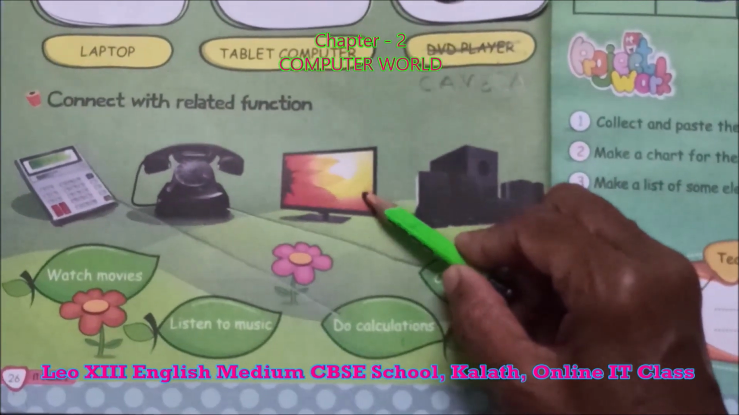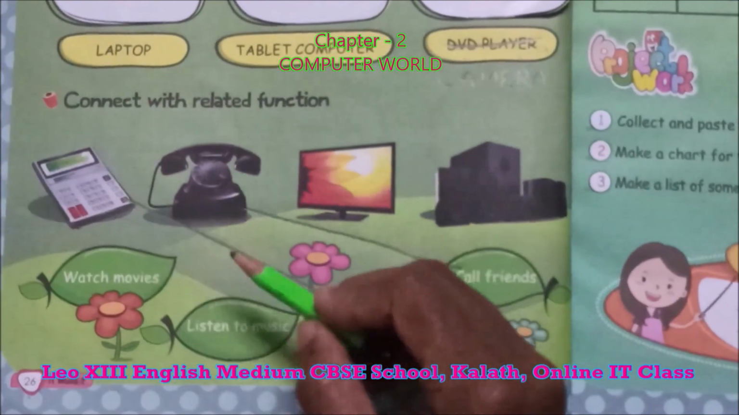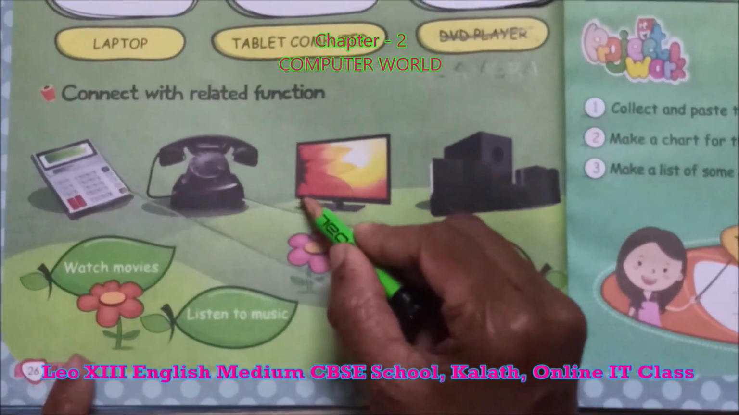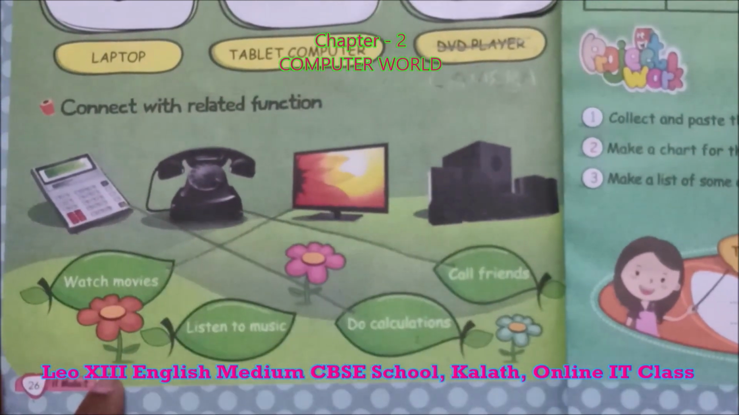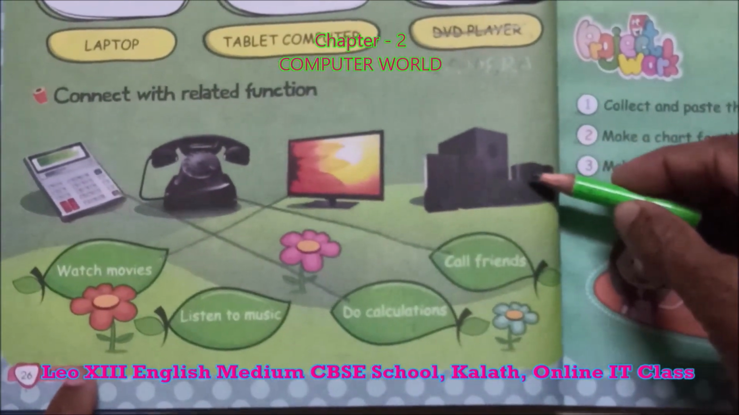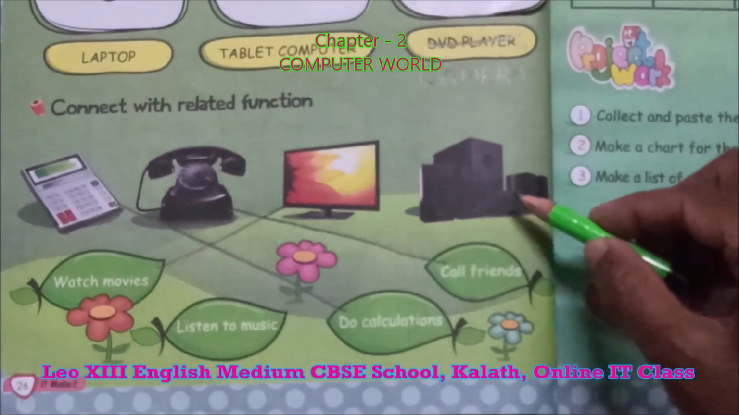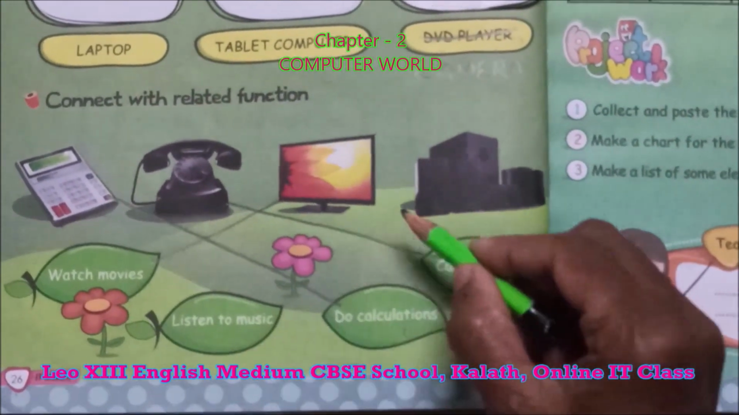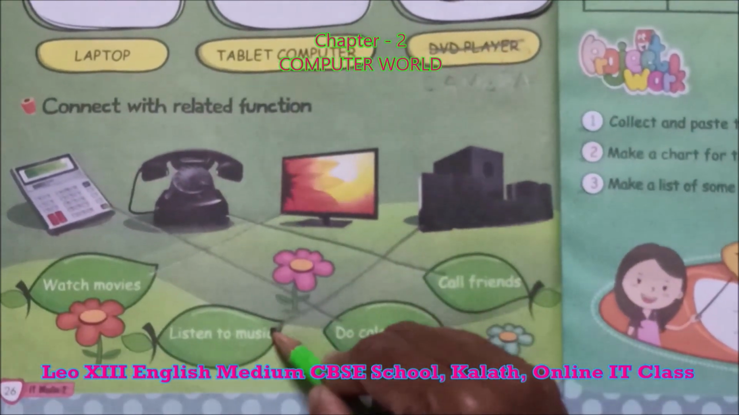Then the next is television. What is the use of this television? Television is used to watch movies. Then draw a line from television to watch movies. The last one is speaker. What is the use of this speaker? Speaker is used to listen music. Then draw one line from here to here.